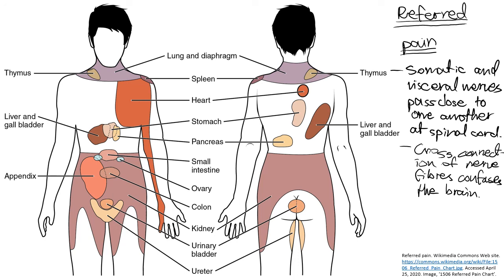And finally, as we can see, there is the translation of pain of various organs on the back as well. So if a person is having a myocardial infarction, they may complain of back pain as well. Thymus gland is also translated to the back, as well as the liver, gallbladder, stomach, and pancreas.